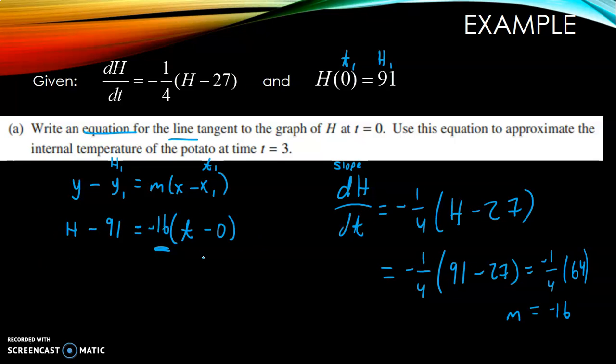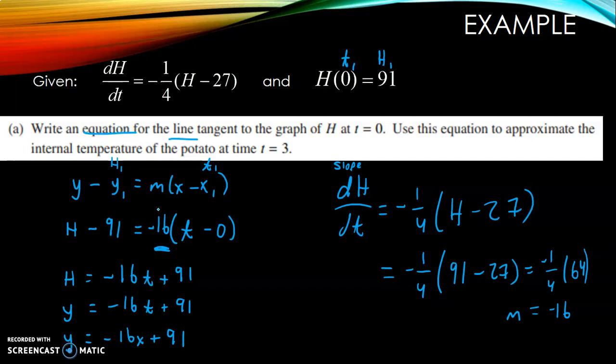This is fine for my tangent line equation. You can solve for h, so distribute that. Negative 16t, don't need to worry about the 0, plus 91. It would be okay if you wrote it as y equals negative 16t plus 91. I think it would be fine if you wrote it as negative 16x plus 91. They're looking to see that you knew that the differential equation meant slope and that you used either point slope form or one of the other ones. I highly recommend point slope form.